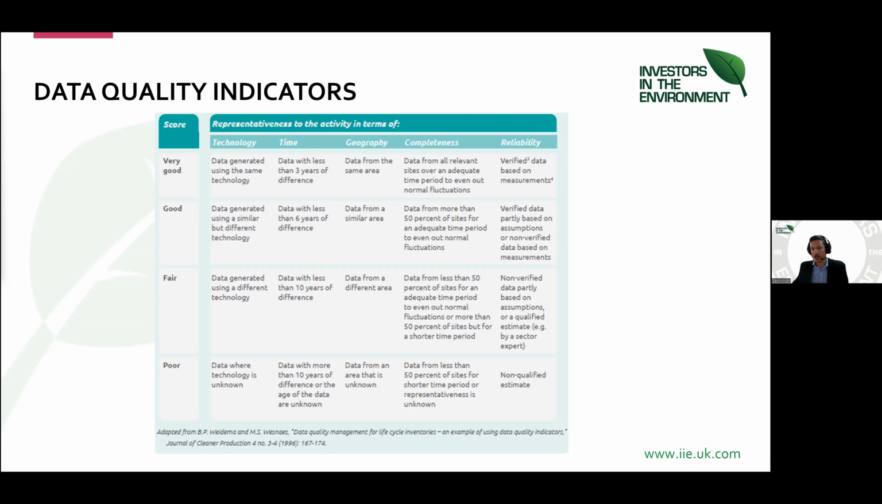And then reliability. So who's produced this data set? Where has that information come from? Is it a dependable source? If it's a research article, has that been peer reviewed? What does that peer review process look like?